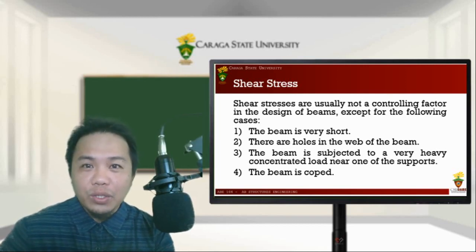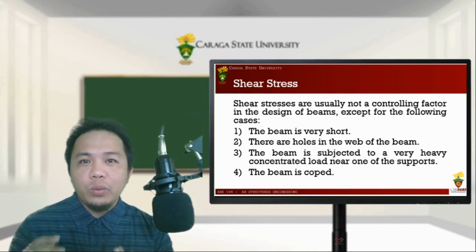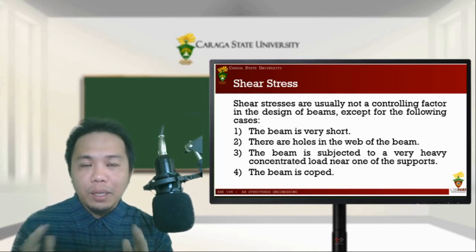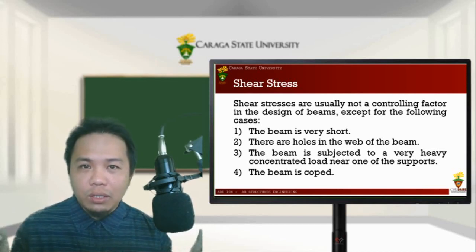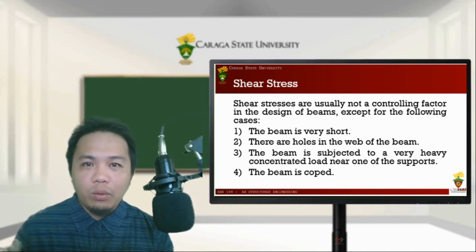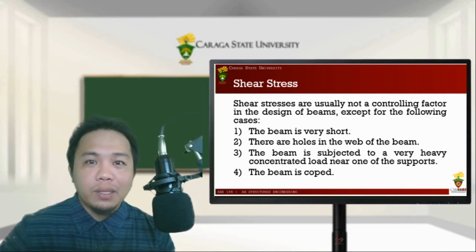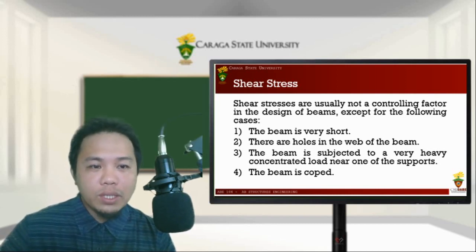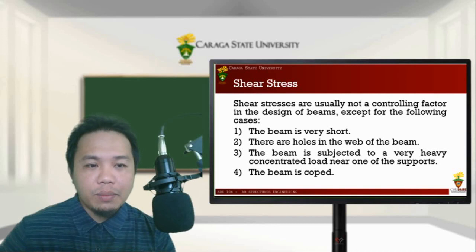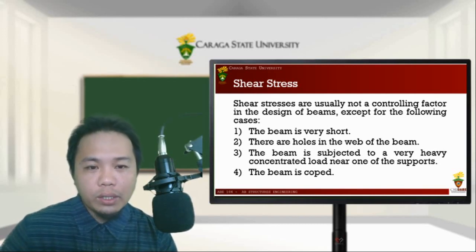The beam is very short, so it's very applicable in timber design, because most of the time when we design a beam that is timber, as much as possible we do not want it to split. As long as we use one that is short, it is not so much the property of the material itself. There are holes in the web of the beam. The beam is subjected to a very heavy concentrated load near the support, then the beam is scooped.